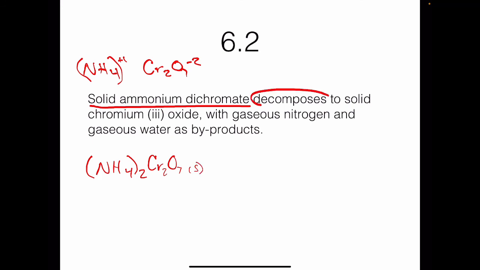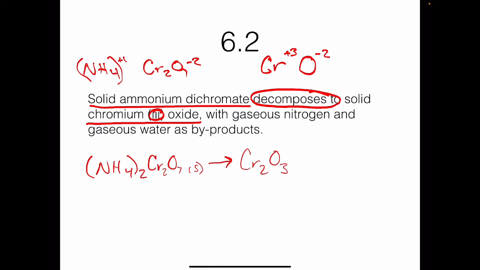Then they tell us "decomposes to." So that means it's our only reactant. If we see that something decomposes, that is the only thing that's there. That's a reaction in itself. Solid chromium 3 oxide. So we know the symbol for chromium, if we look at our table, is Cr. The 3 tells us that we have a charge of +3. Oxide is oxygen with a charge of -2. And when we put this together, we get Cr2O3.